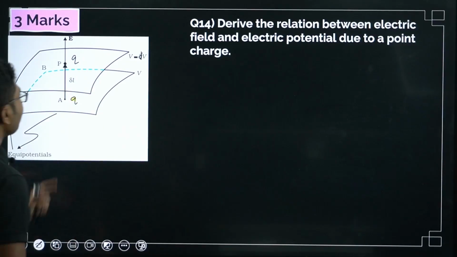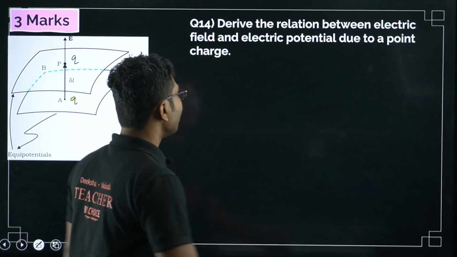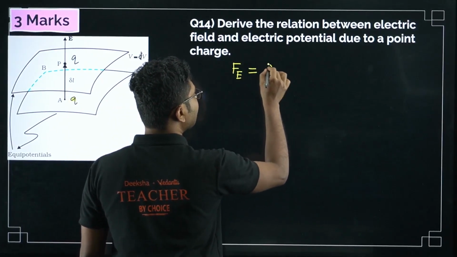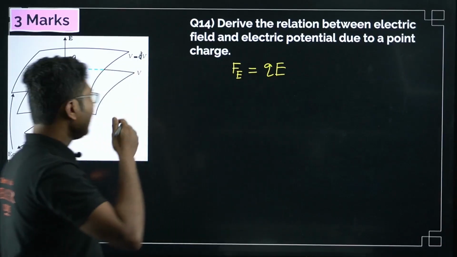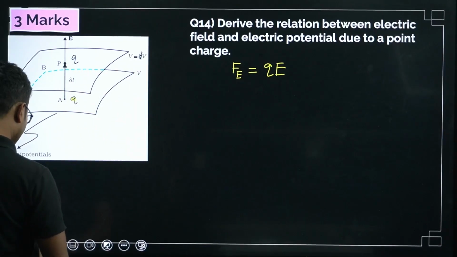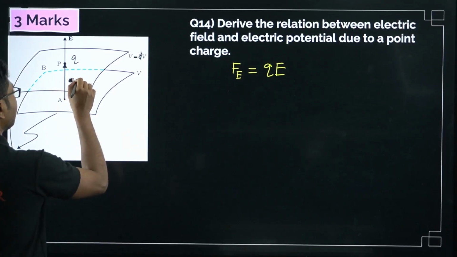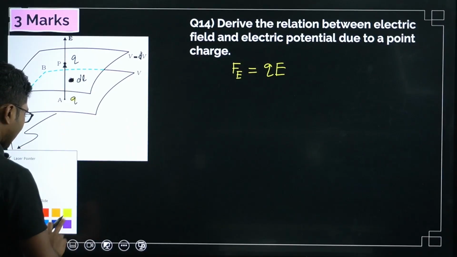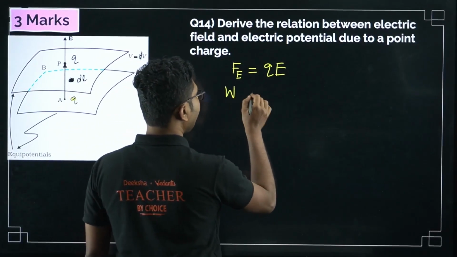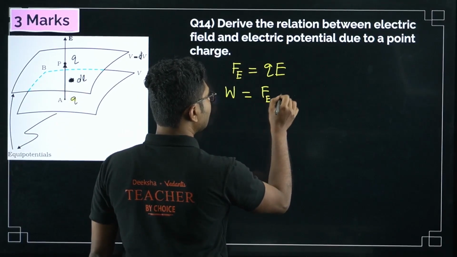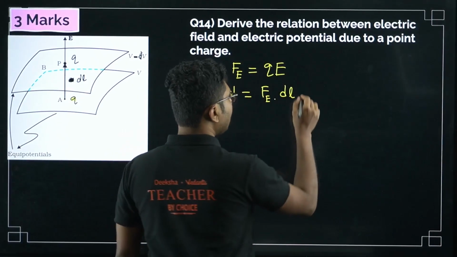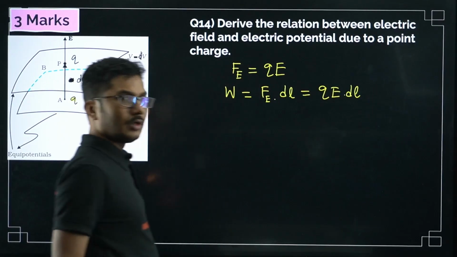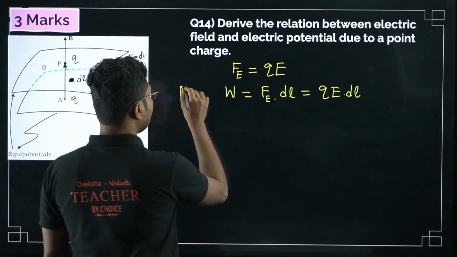Okay, so at this point the electric field is E. So what is the electric force acting on this charge? The force acting on this charge is basically Q into E. The distance between these two planes is dl. So what is the work done? Mechanical work done. From the definition of mechanics, we know that the work done is given by force into the displacement, that is dl. So what is the force? Q into E into dl. Now this is the mechanical work done from mechanical principle.